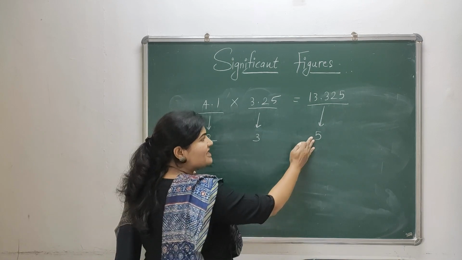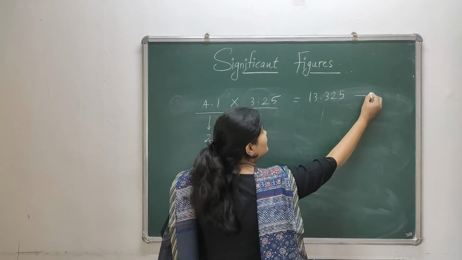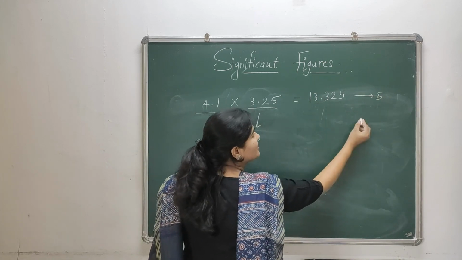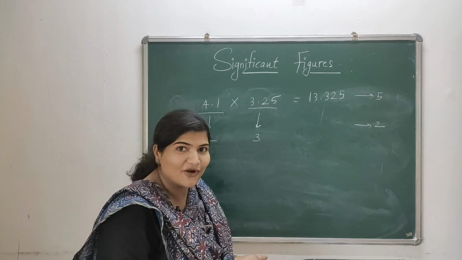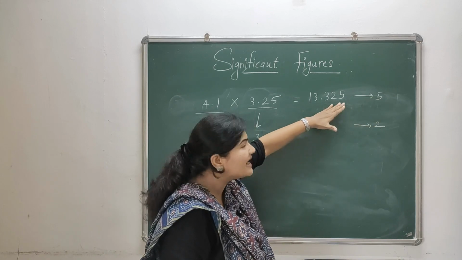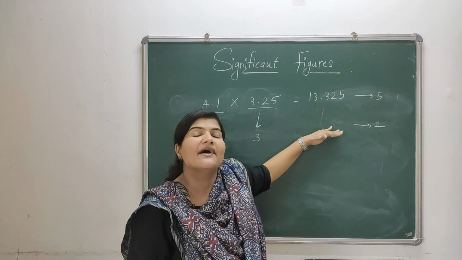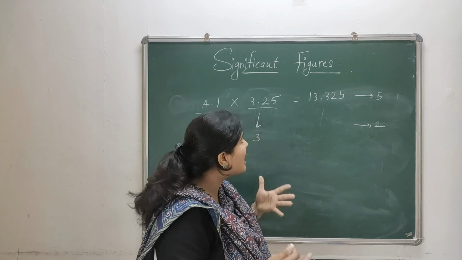So at the moment there are 5 significant figures. I have to round off this number to 2 significant figures. So we are talking about rounding off, right? I'm having a number with 5 significant figures, and I have to narrow it down. I have to round it off to 2 digits, 2 significant figures. And how will I do it?